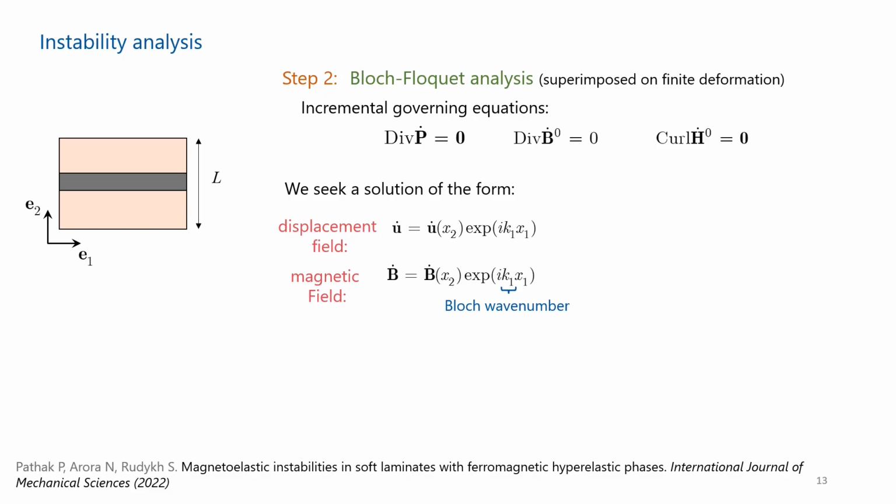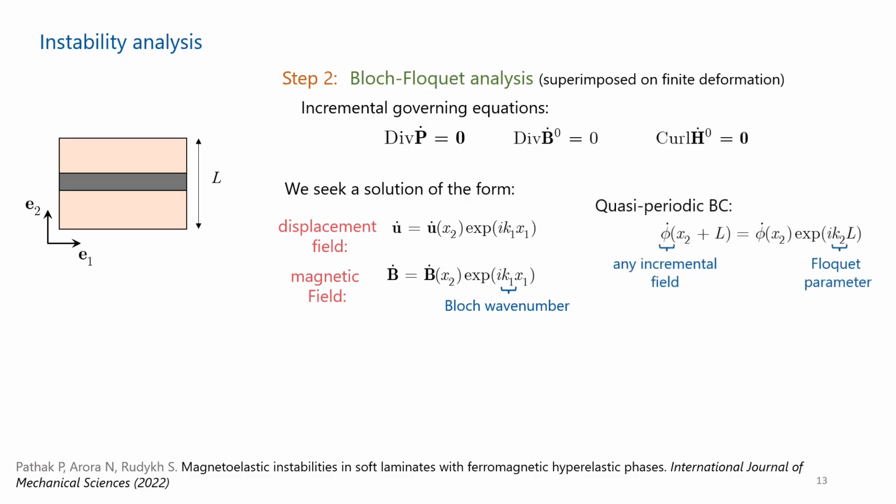Basically, they represent the potential bifurcation solutions with characteristic Bloch wave number. Moreover, the incremental fields also satisfy the quasi-periodicity condition along the E2 direction, which is defined in terms of the Floquet parameter K2.